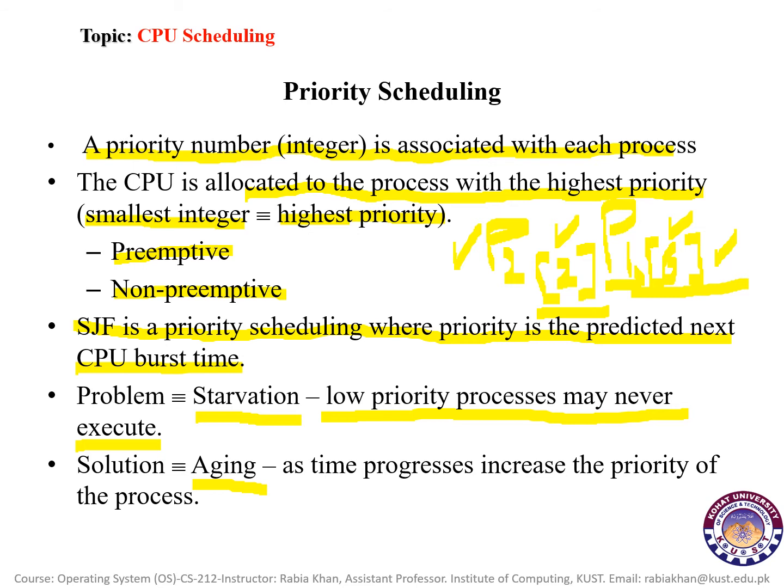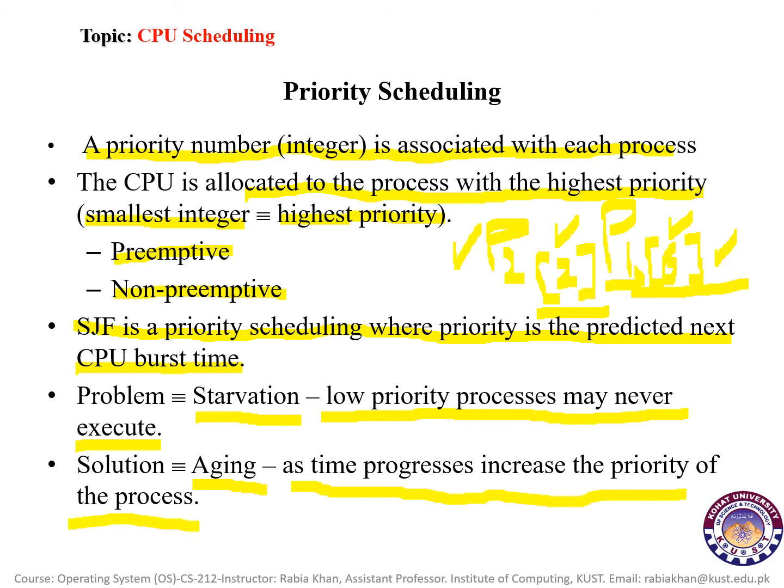One year is added in our age and we get aged. But here, in this case, one number is reduced in order to make them of high priority. So how aging works: as time progresses, it increases the priority of the process.